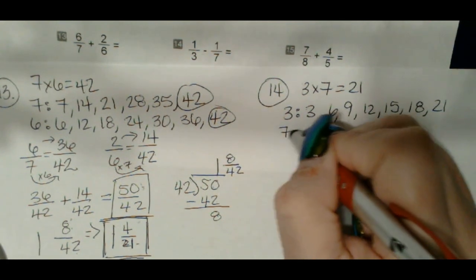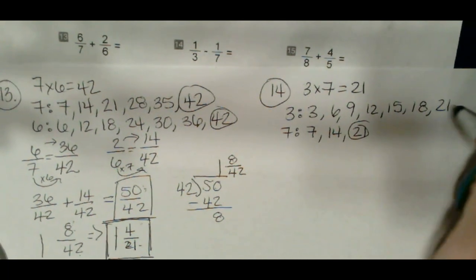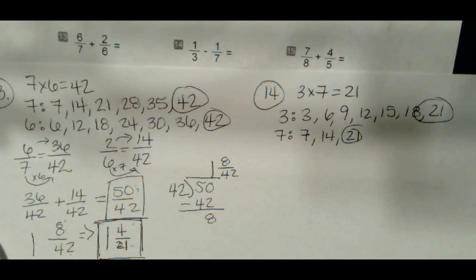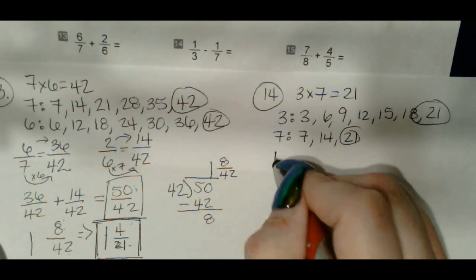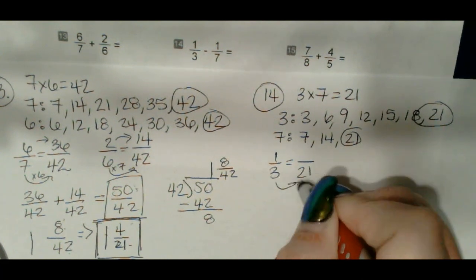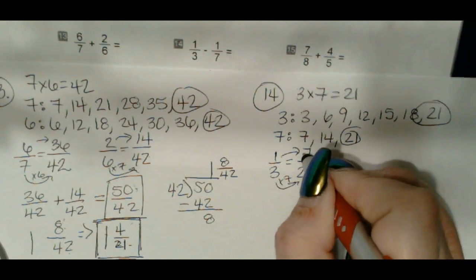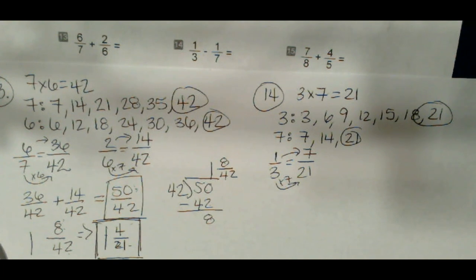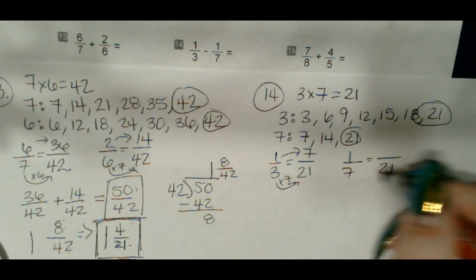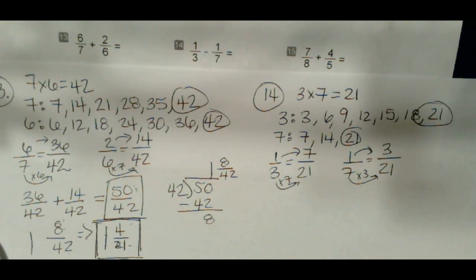So let's write our 7s. 7 times 1 is 7. 7 times 2 is 14. 7 times 3 is 21. So sure enough, our LCD is 21. Now we need to rewrite our fractions. We have 1/3. Our new denominator needs to be 21. 3 times 7 gave me 21, so whatever I do on the bottom, I do on the top. 1 times 7 is 7. All right, 1/7. 7 times 3 gave me 21, so whatever you do on the bottom, do on top. You get 3 over 21.